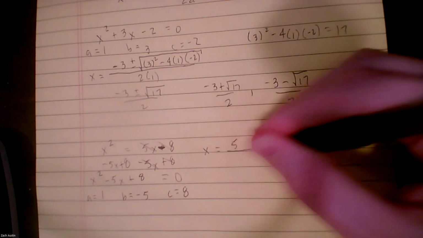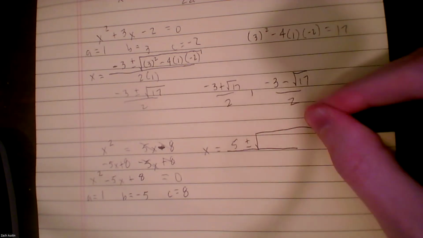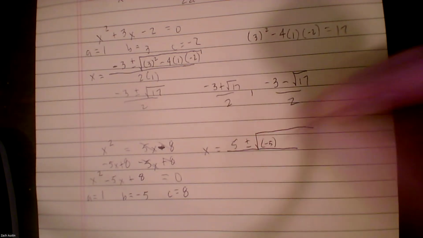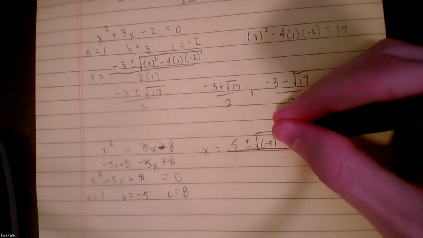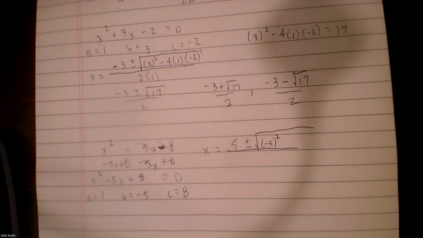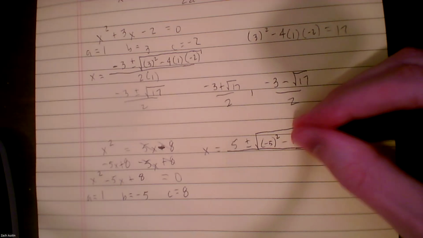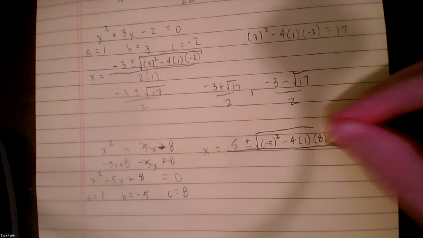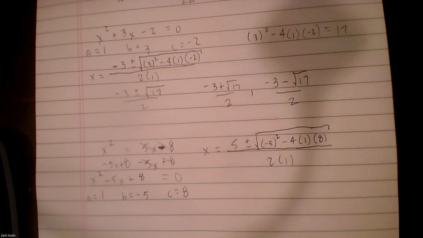Make sure you're putting this on top of your fraction bar. Plus or minus, we're going to have a big square root of b squared. If you do not put this -5 in parentheses, you will get the wrong answer when you put this into Desmos. You have to put that negative sign in parentheses or you'll get a different value. Then -4 times a, which is 1, times c, which is 8, all over 2 times a, which is 1.